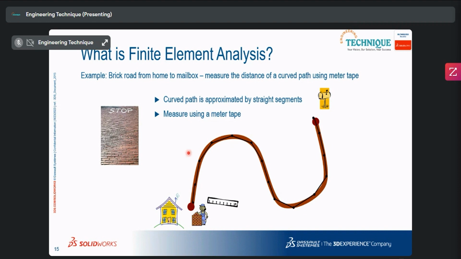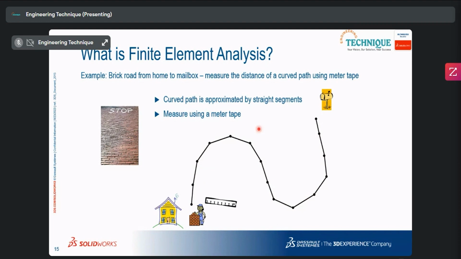I will break this path into small, finite components, and that component is known as an element. Basically, to measure this path, I will measure this linear distance, then again the next linear distance, and I will add all of these up at last. After adding all these linear values, I will get the approximate curvilinear value. So this is the basic concept behind finite element analysis.